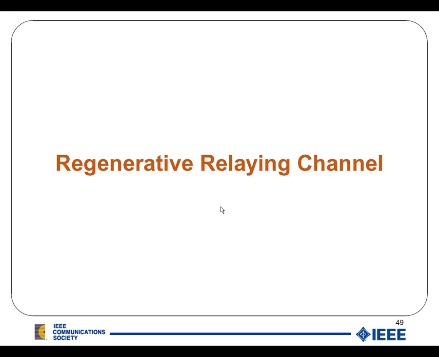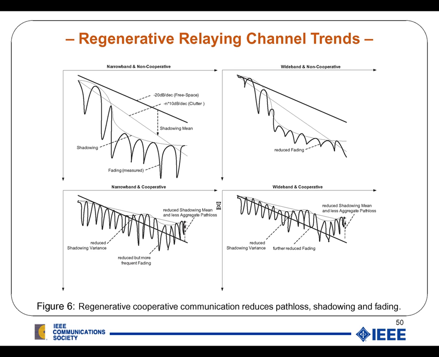Coming to the regenerative relaying channel, I would like to present you a few trends where I've shown 4 different cases here. The first case is the narrowband non-cooperative case, which is the baseline case. Then on the right hand side we have the wideband non-cooperative, and below here we have the cooperative cases. So on the left we got the narrowband cooperative, and on the right we got the wideband cooperative case.